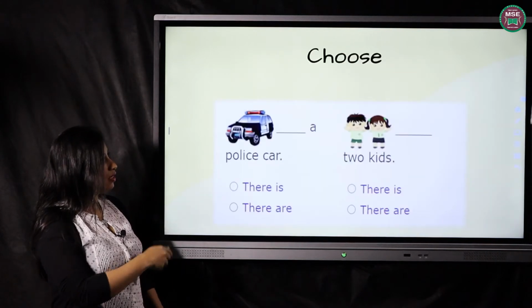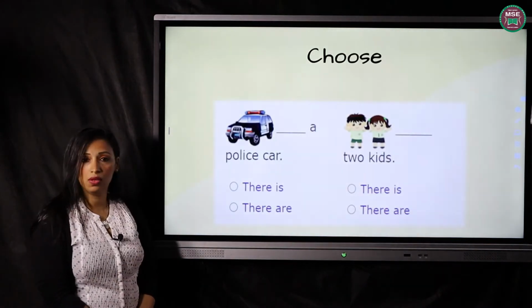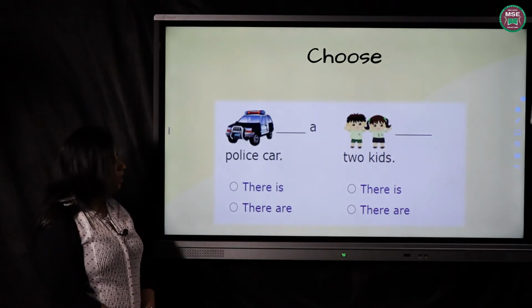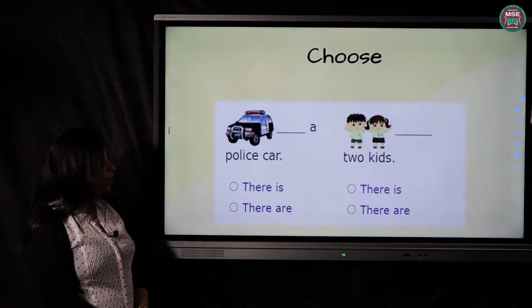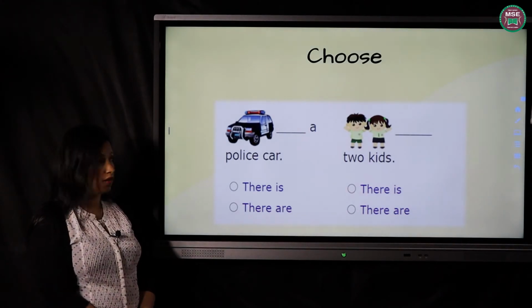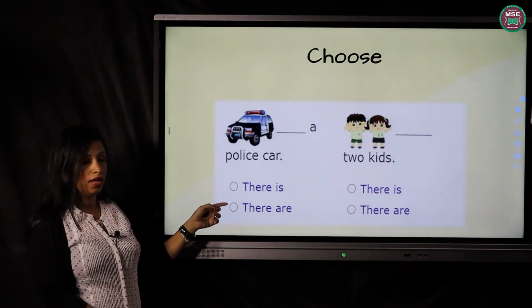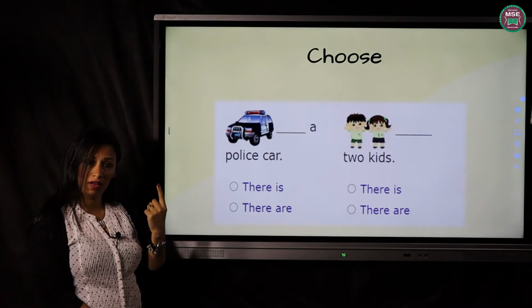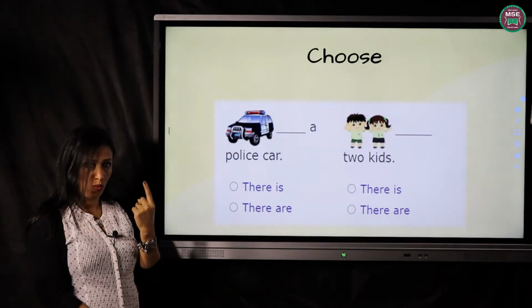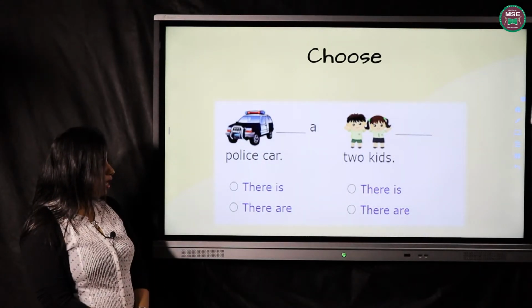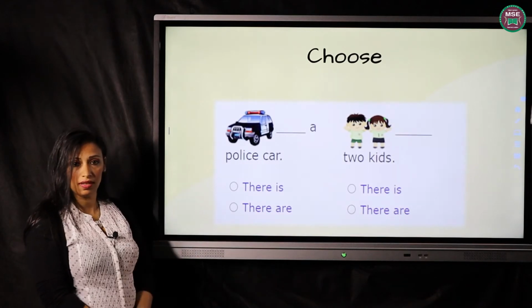Let's test yourself. Look here at those two pictures. Okay, the first picture, a police car. There is or there are? Now here, this is one car or many cars? One car. That's why we have to choose there is.